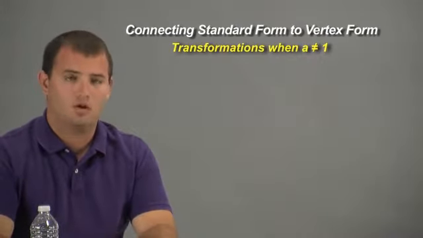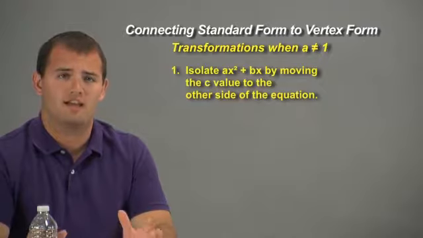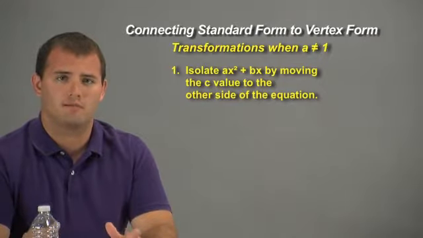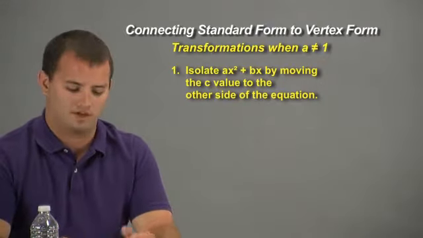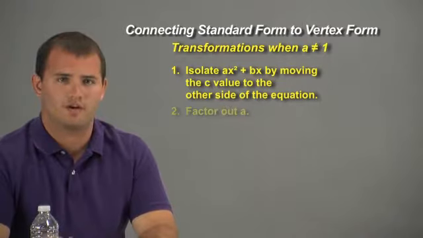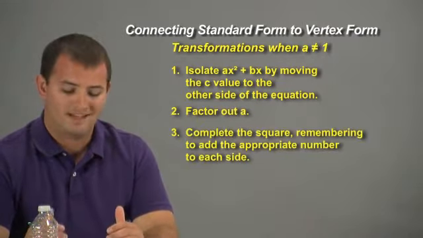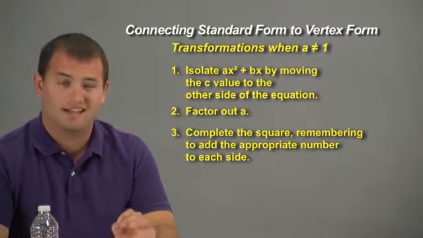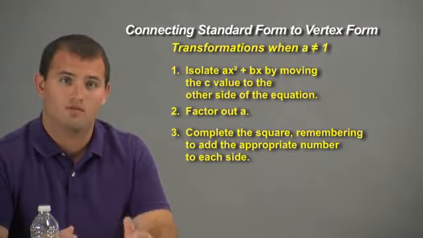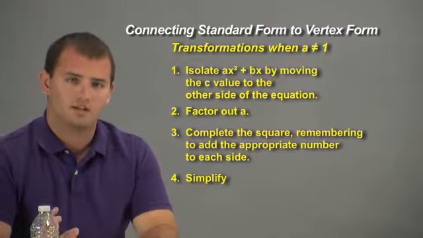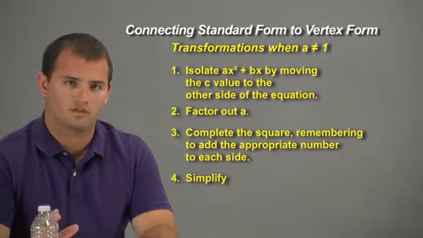Here's the method. First, we still want to isolate ax squared plus bx by moving c to the other side of our equation. Our next step is to factor out a. Then we will complete the square, remembering to add the appropriate number to each side. This is the tedious step. Then we're going to simplify. Let's work an example, and I'll show you the inner workings of this process.